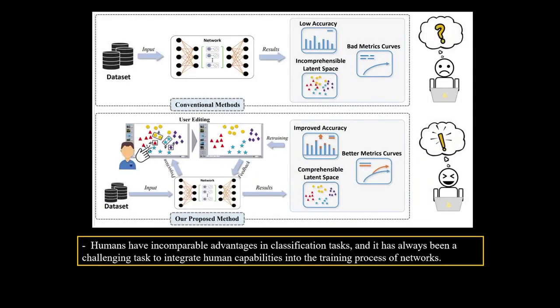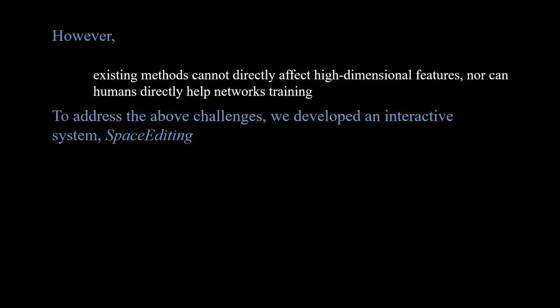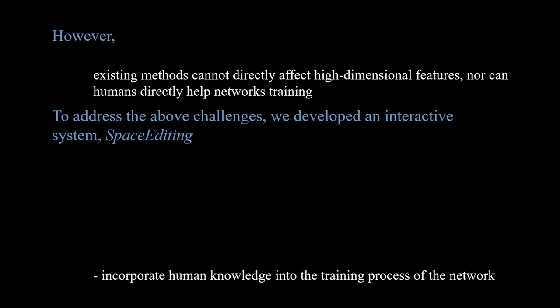Humans have incomparable advantages in classification tasks, and it has always been a challenging task to integrate human capabilities into the training process of networks. However, the training process of the current deep learning network is still a black box, and it is difficult for people to control the training process of the network. To address the above challenges, we developed an interactive system, SpaceEditing, which has the following benefits.